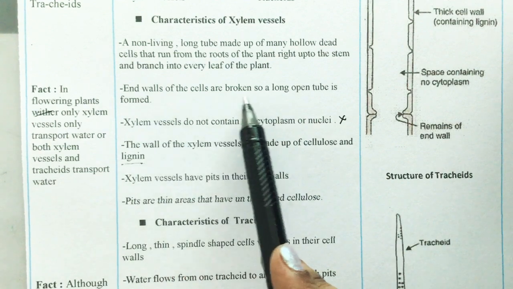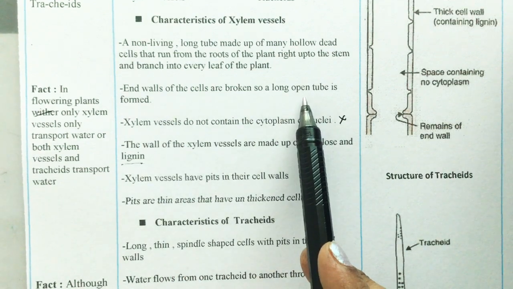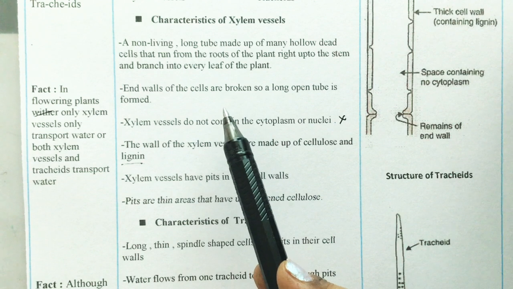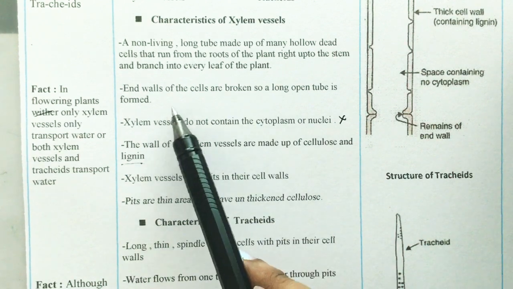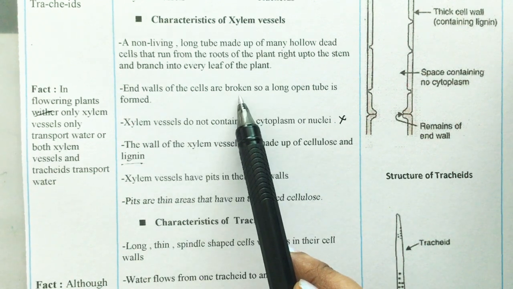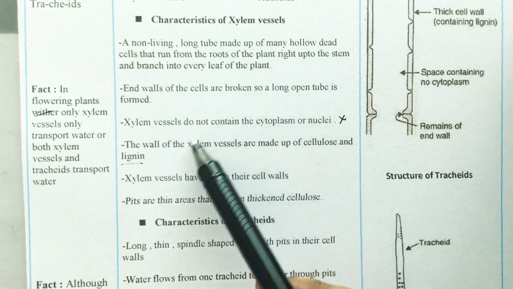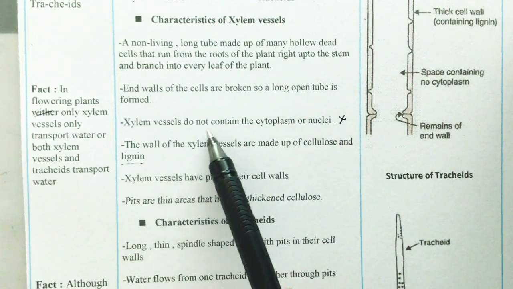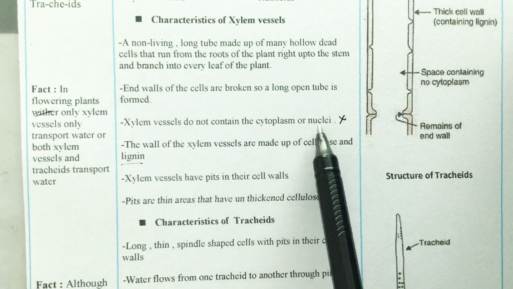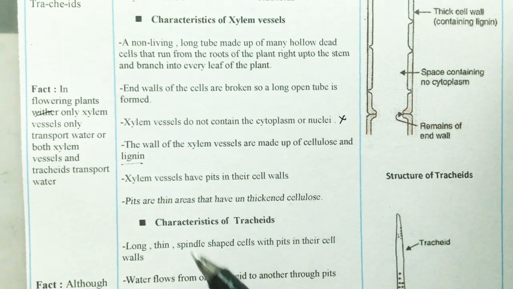End walls of the cells are broken, so a long open tube is formed. So, the end walls are broken, that is why it forms a long tube. Xylem vessels do not contain the cytoplasm or nuclei. This is very important.